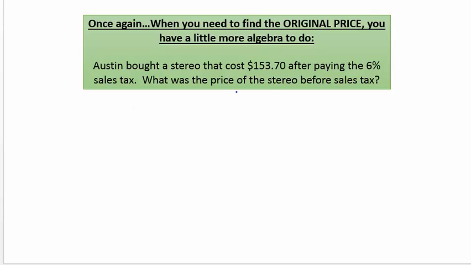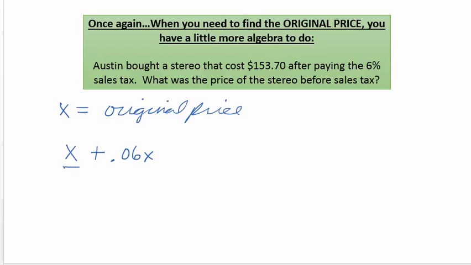This is another one where you bought a stereo. It costs $153.70 after paying the 6% sales tax. What was the price of the stereo before sales tax? So let's let X be the original price. We don't know the original price, so we're calling it X. We know that X plus 0.06 of X, adding on the 6% sales tax, which is 6% of the original price, equals $153.70. Once again, 1x plus 0.06x equals 1.06x, and that equals $153.70.